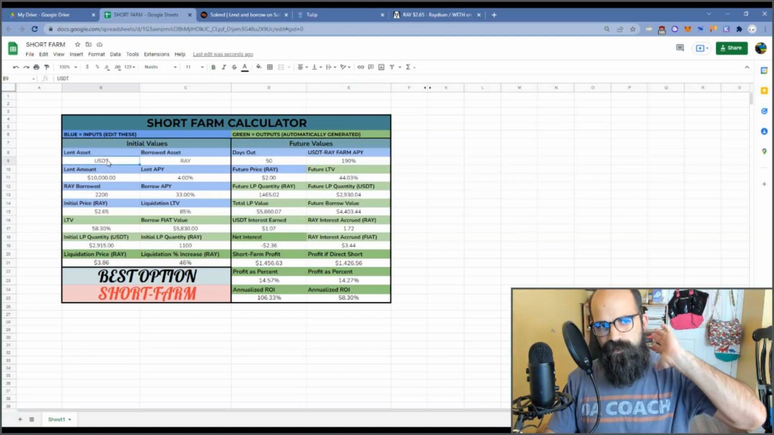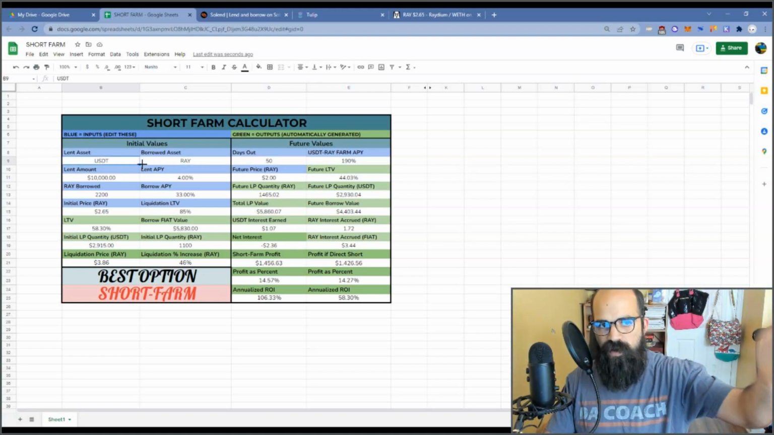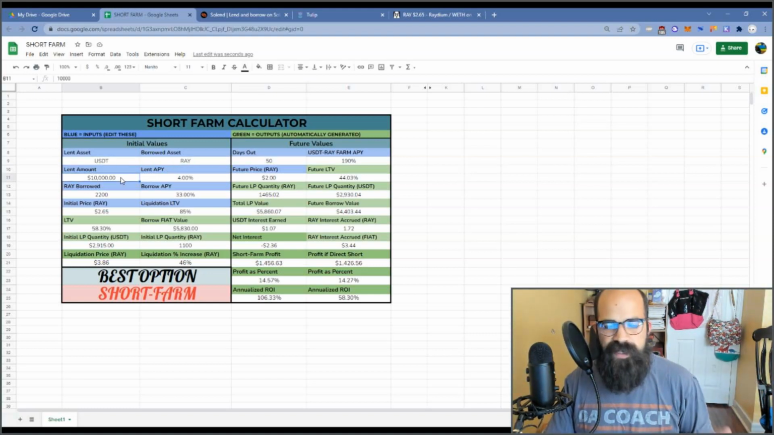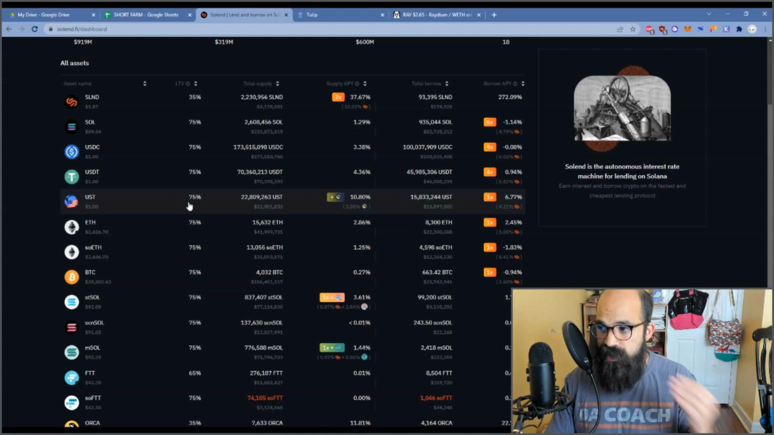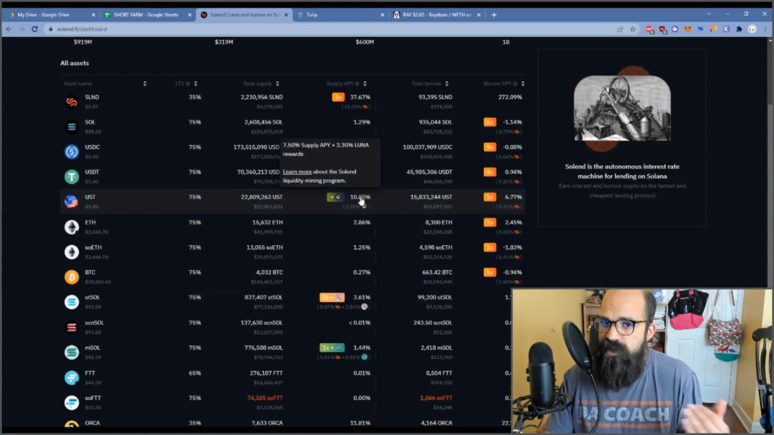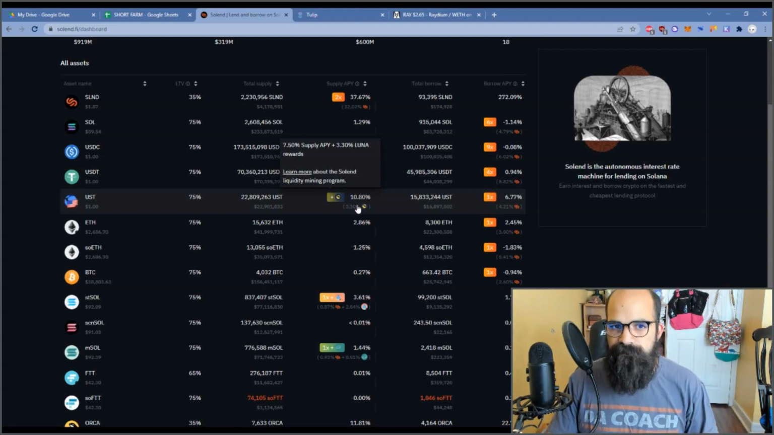So here we have USDT. We're going to borrow Ray. So this is the long, this is the short. The lent amount, this is how much you're going to collateralize, and you would collateralize that on Solend, for example. Honestly, you could do UST, which is kind of cool because it gets paid out in Luna as well. You're getting paid not only in UST supply APY, you're also getting paid in Luna rewards.